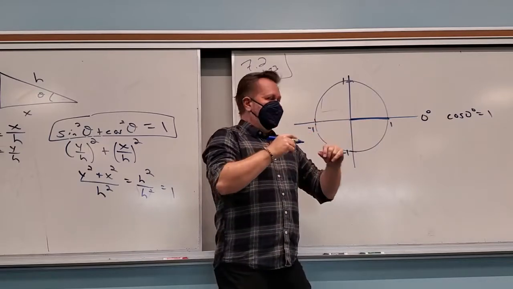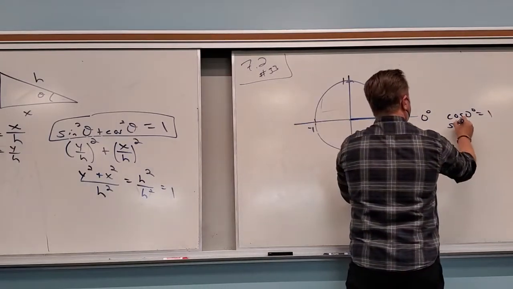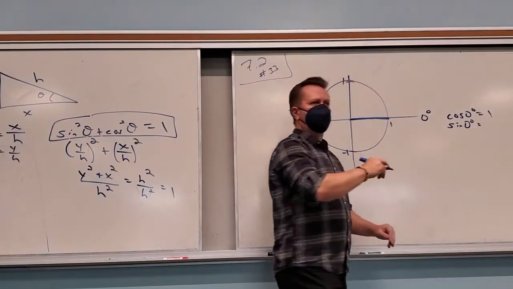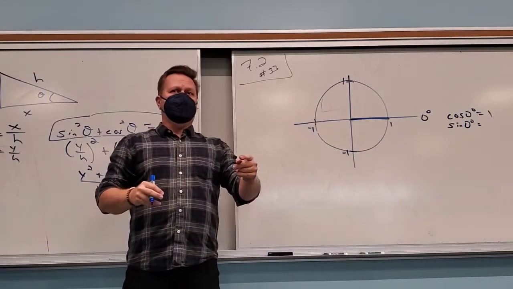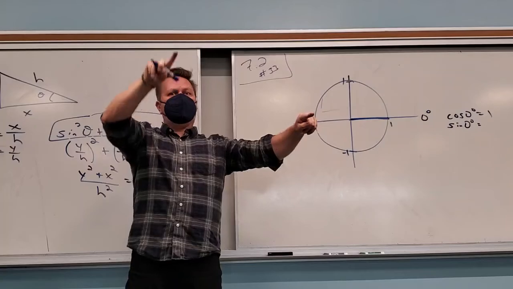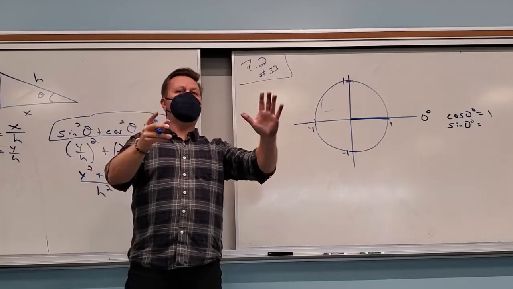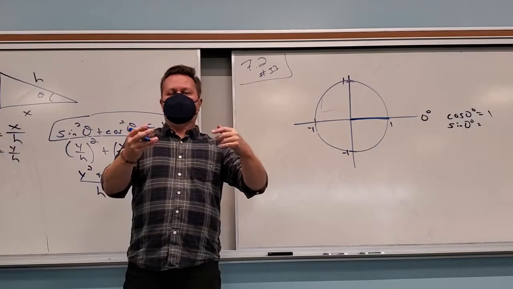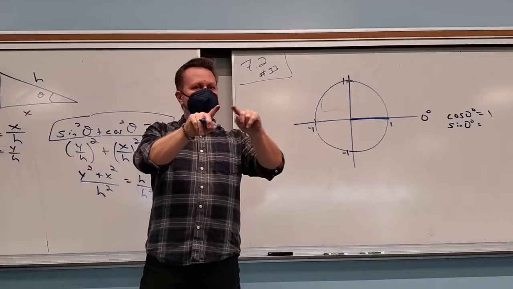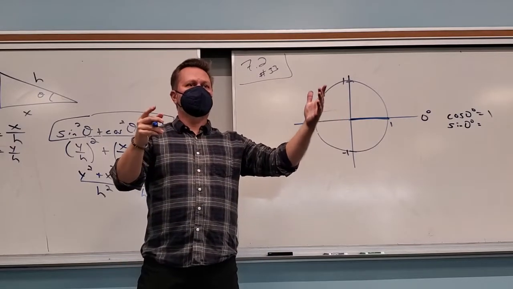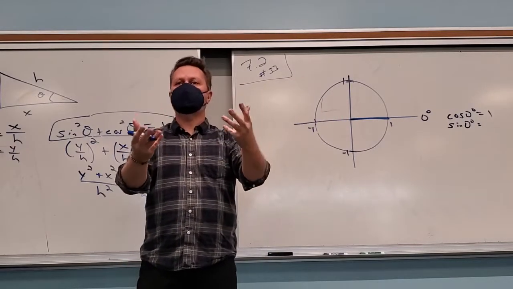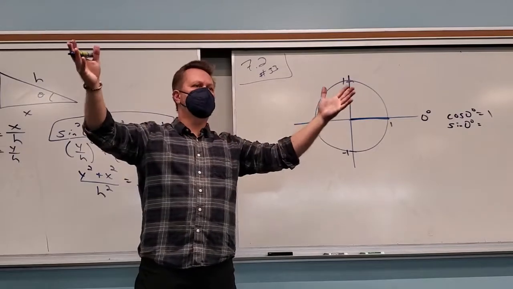Okay. What's sine of 0? Well, sine likes what side? Y. So if I have this, is there any y piece to it? No. Cool. So then what's sine? If sine likes y and there is no y piece, what's sine of 0? 0. There's no y piece. How long is the y piece? 0.